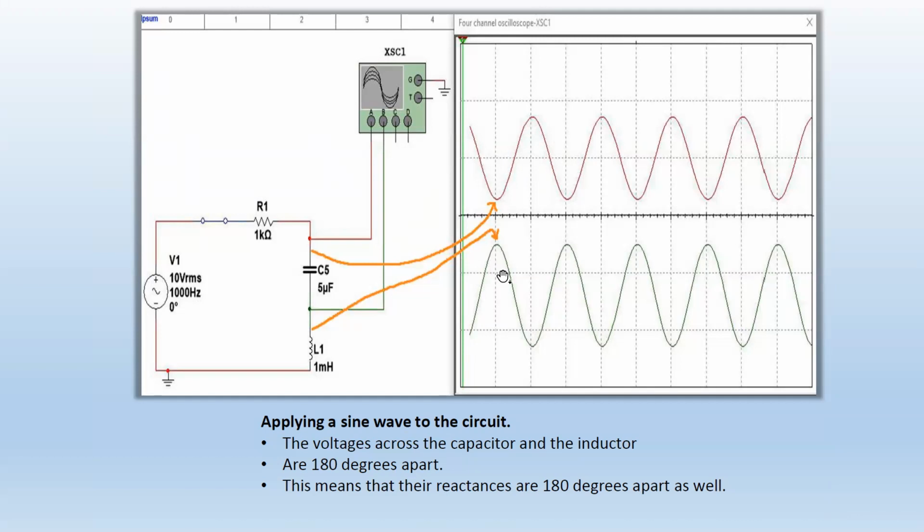They are 180 degrees out of phase. If this one goes up, this one is at its down peak. And if this one here goes at the negative peak, this one has its positive peak. So they are just like a mirror image of each other. Right? So this is applying a sine wave to the circuit. Those voltages are going to be 180 degrees apart. What does that tell you?